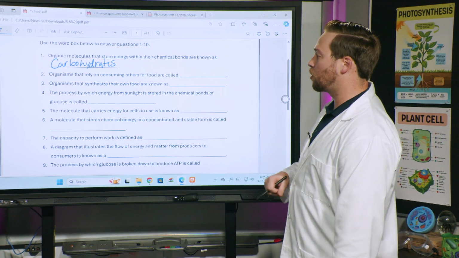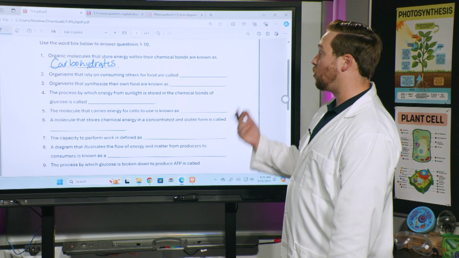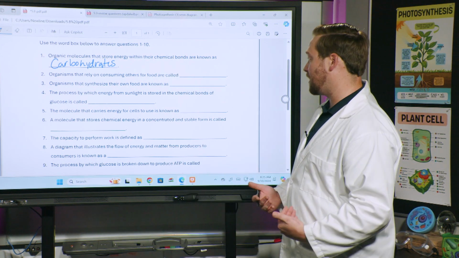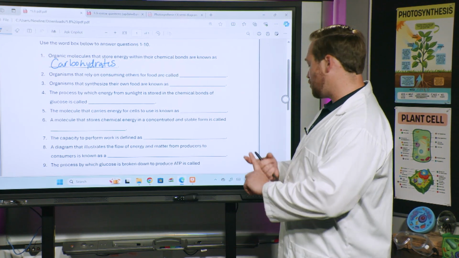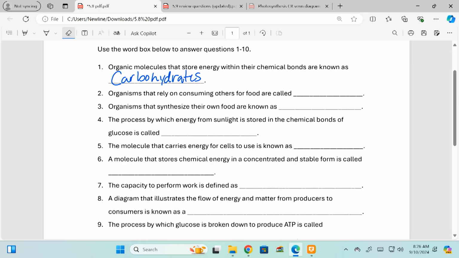All right, number 2, organisms that rely on consuming others for food are called what? So what do we call it when you have to eat something in order to get energy? Well, there's 2 names for this. You might see consumer or heterotroph. For this class, I think heterotroph is what we want to use. So for number 2, let's go with heterotroph.